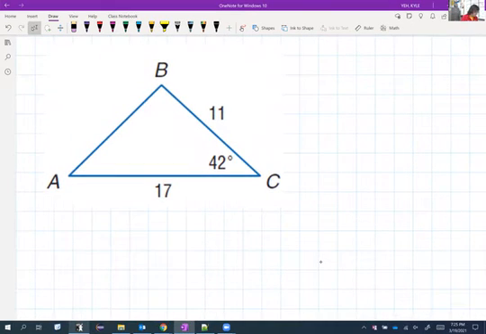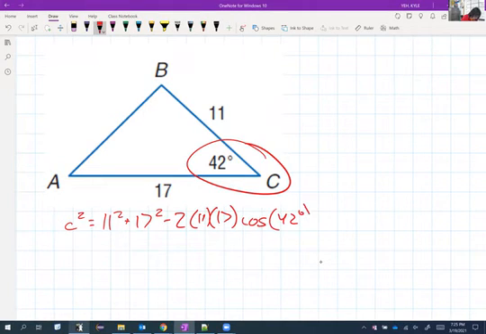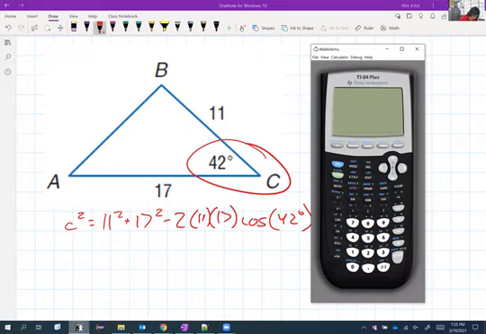We said we don't have a perfect pair, so law of cosines it is. I have angle C, so I know I need to put C squared over here. So C squared equals 11 squared plus 17 squared minus 2 times 11 times 17 times cosine of 42 degrees. This is one of those nice cases. I have everything on that right-hand side. I'm just going to plug it in.